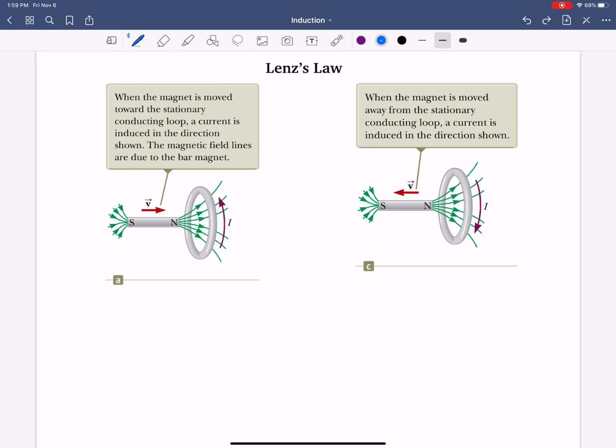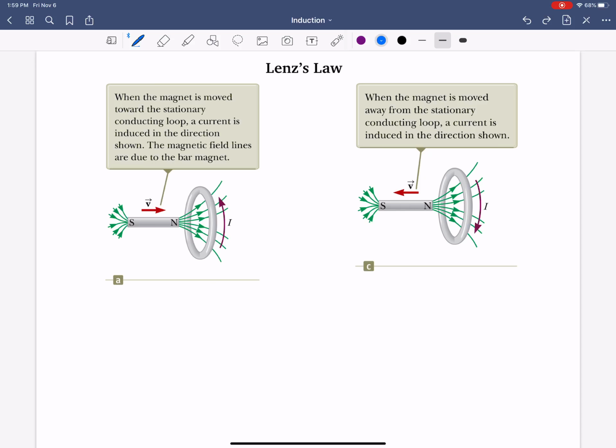So in this video, we'll talk about what's known as Lenz's law. It's very closely related to Faraday's law, but there's one important distinction that differentiates the two that I didn't really tell you about in the last video.